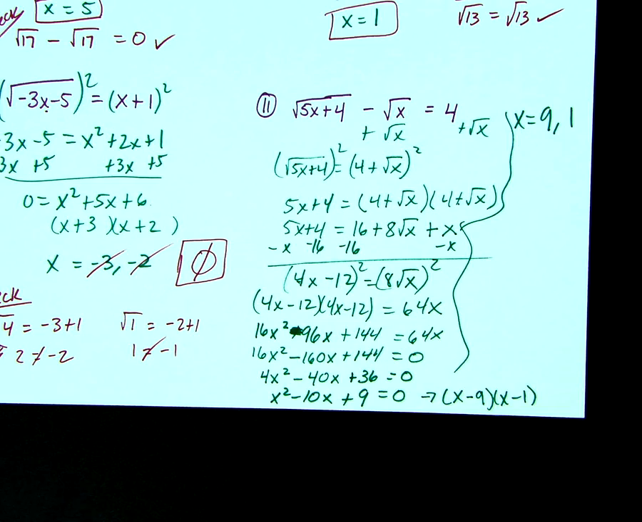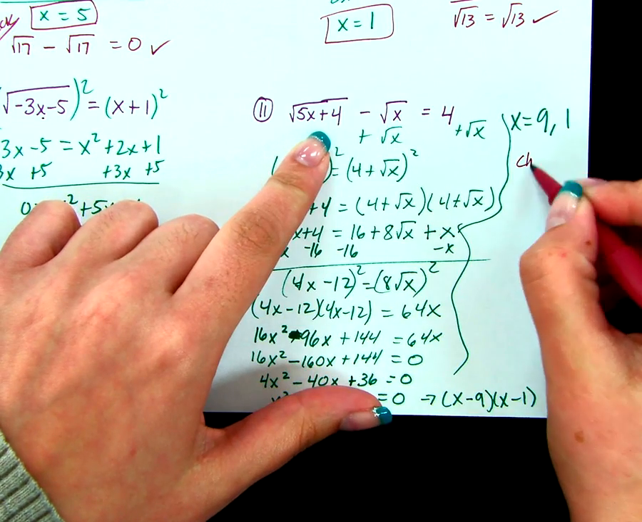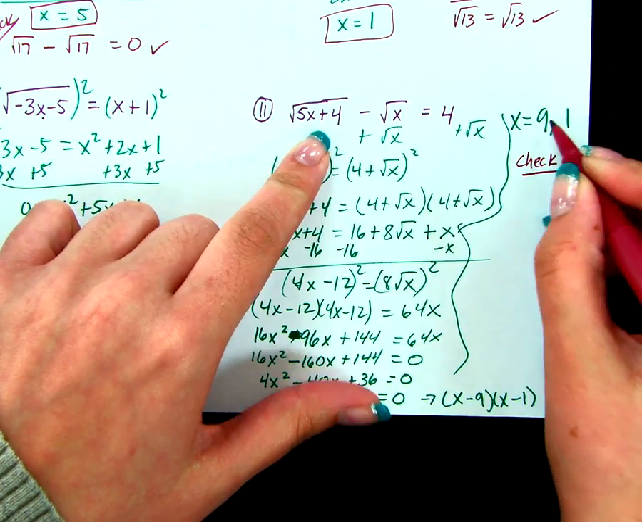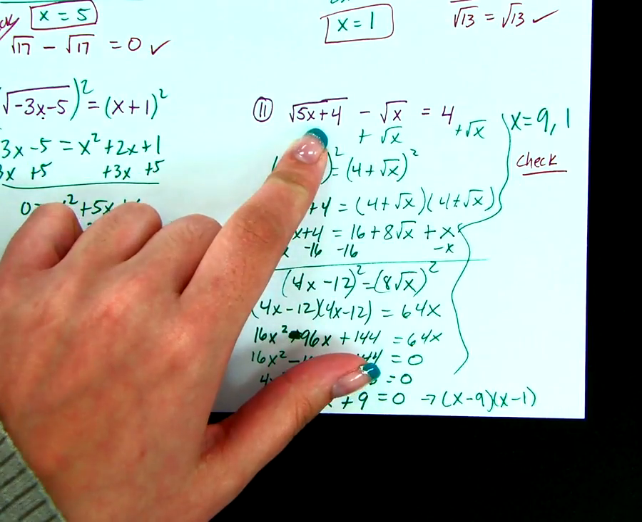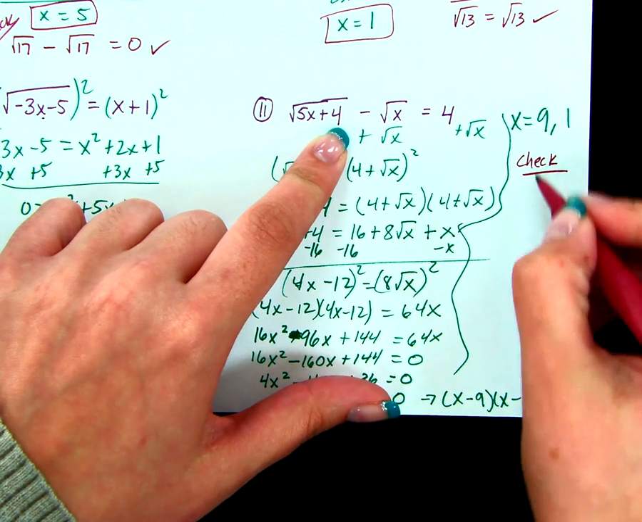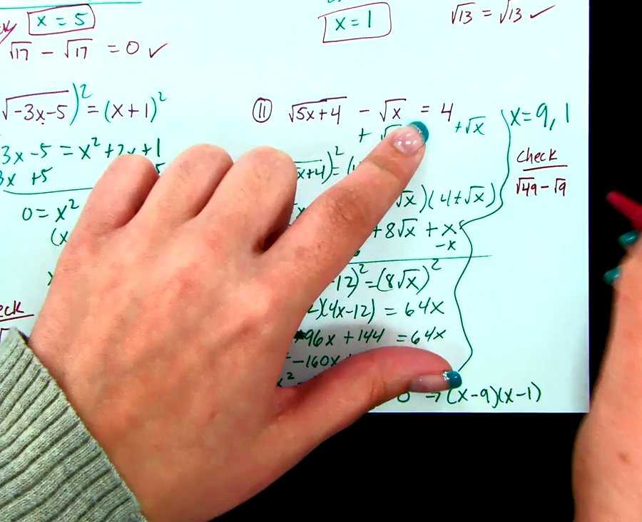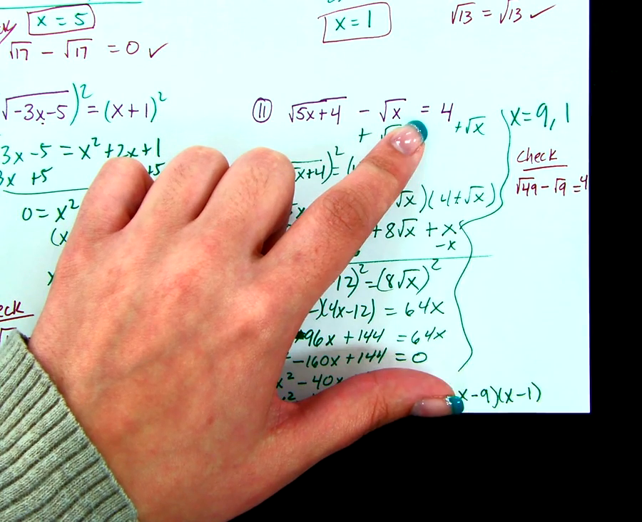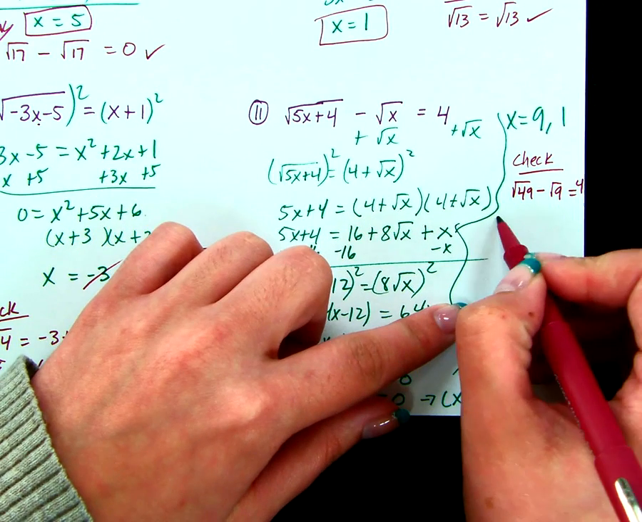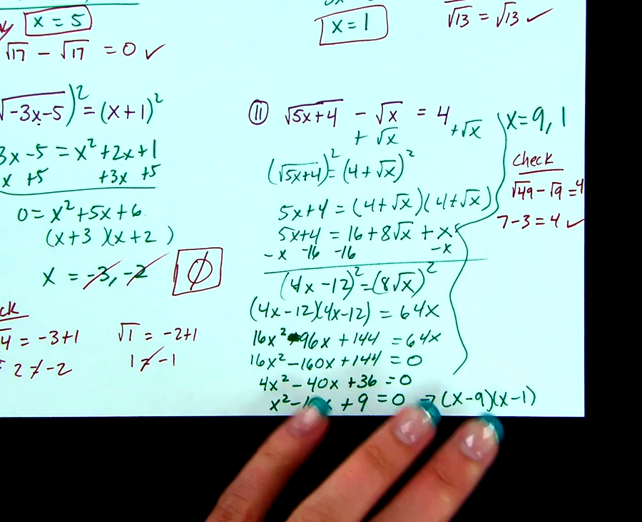And we have to check to make sure that they both work, and we're going to substitute it into both of the x's from the original problem. So let's start with 9. So 5 times 9 is going to be 45, and then plus 4 will be 49, so square root of 49 minus the square root of 9, and that has to equal 4. So we are going to have 7 minus 3 equals 4, which is a true statement.